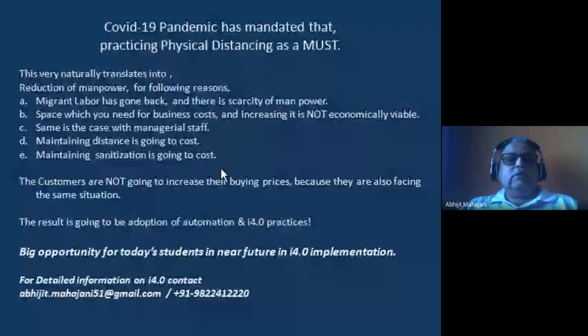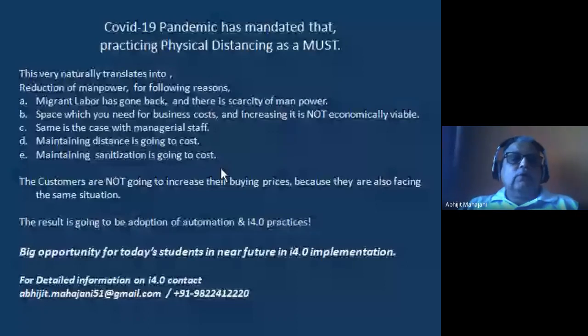There is a tendency to go in for automation. There is a tendency to go in for Industry 4.0 kind of initiatives, because that is going to save you money. That is going to increase your productivity. That is going to create good quality. So there is a big opportunity for today's students in the near future in implementation of Industry 4.0. There is, without a doubt.